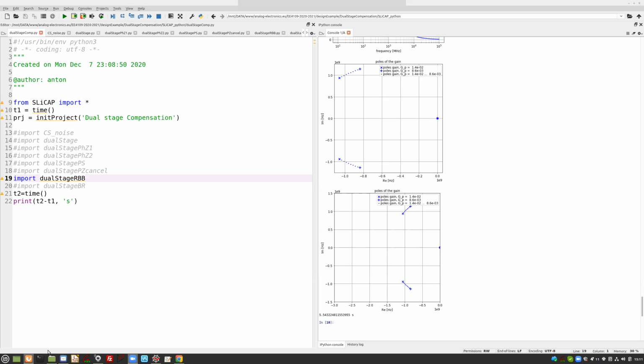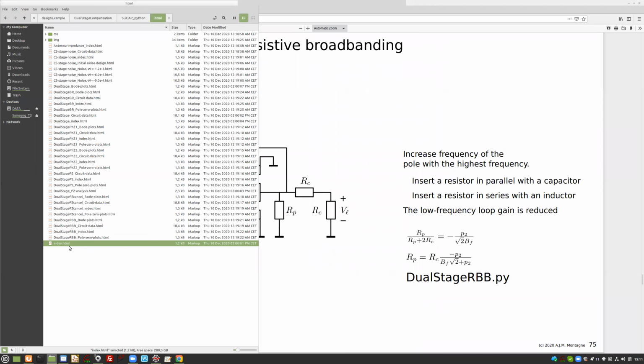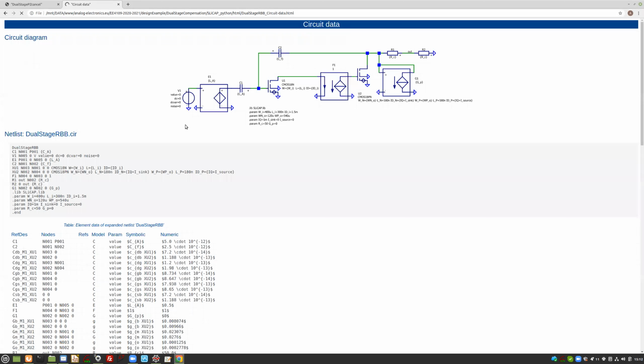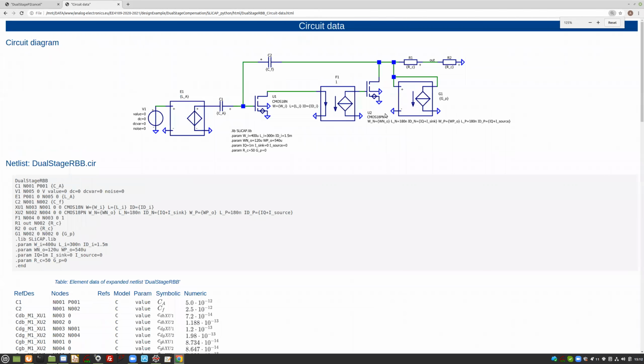So let's go to the HTML result. Do I have it here? No, I don't have it. Here. Oh, it's in Chrome, of course. So, and here, let's go to the circuit. The circuits are all included in the zip file you can download. Yes, so everything is there.